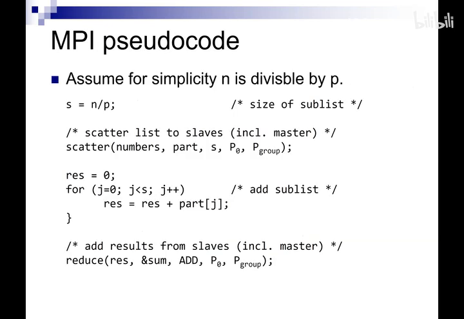So this is the code for doing that. Let's say P0 is the master. He's going to scatter n divided by p values to each slave. Then all the processes go through the values they get, so they get s values and they add them up. And finally you do a sum reduce back to the master, so that adds up all of the results from the slaves.